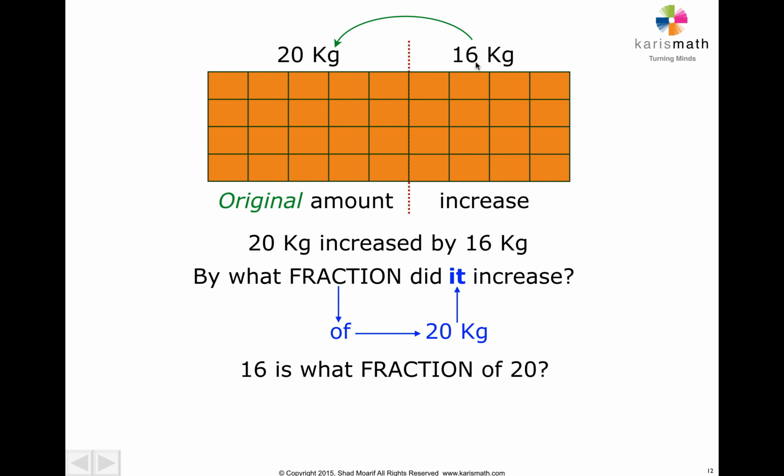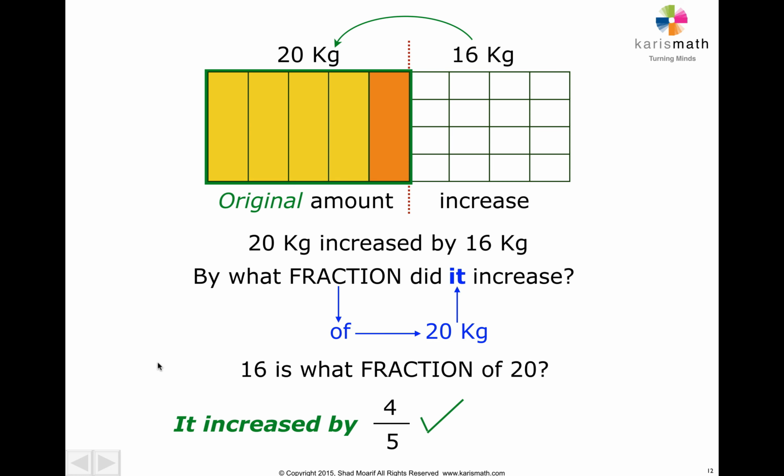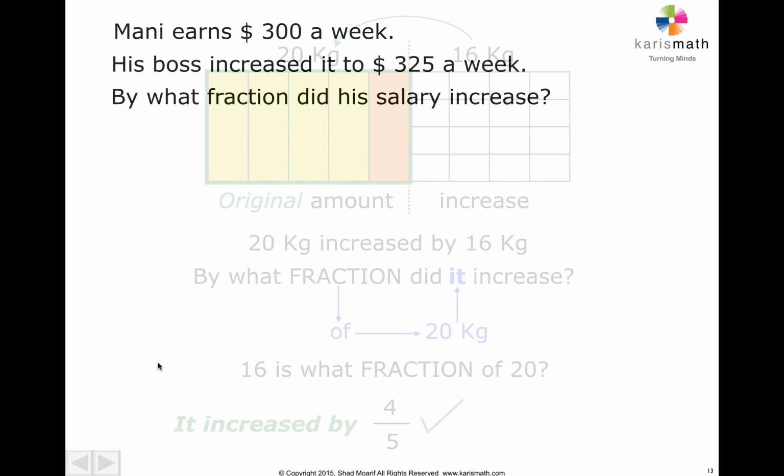Who can answer that? Well, if you put this over here, you can see it's 1, 2. What fraction is this of this whole thing? Well, obviously it's 16 out of 20. So 16/20. That actually is the correct answer. We can reduce it to 4/5, and there it is, 4/5 of the original. That's your answer. It increased by 4/5.